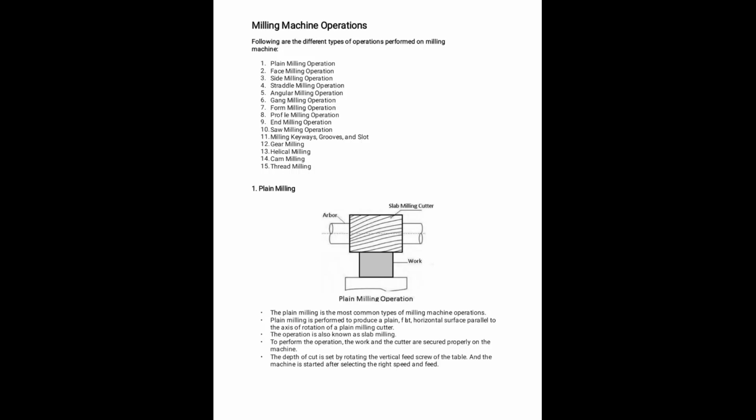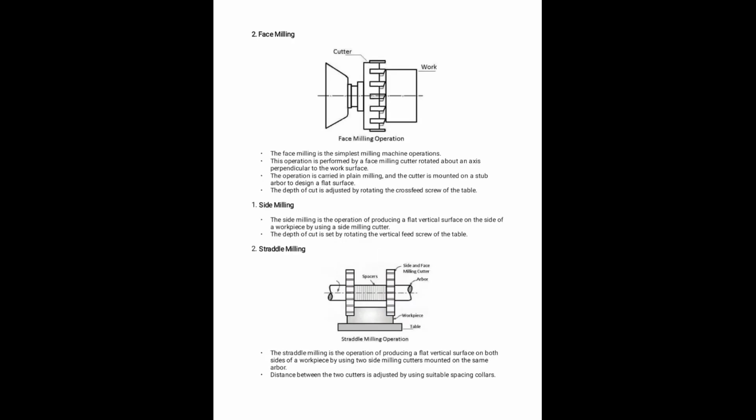The plain milling operation is shown in the figure. Our plain milling cutter will be used in the plain milling operation. For a slab, the metal will be removed from the flat surface like that. Next, face milling operation. The milling cutter will remove metal from the work face. That is similar to the simplest milling operation. Then side milling and straddle milling will be done the same as the work shown in the figure.